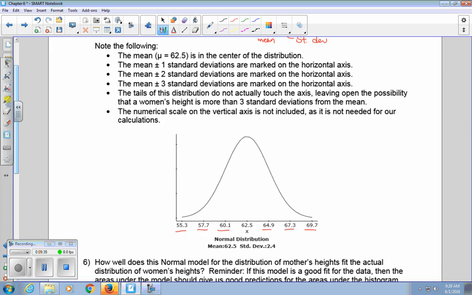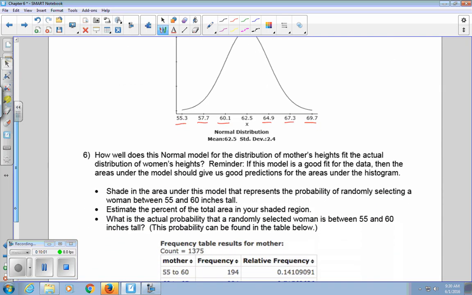Notice that the tails of the distribution do not actually touch the axes, leaving open the possibility that a woman's height could be more than 3 standard deviations away from the mean, but it becomes more and more unlikely the further you get from the mean. The numerical scale on the vertical axis is not included and it's not needed for any of our calculations, so we don't really worry about that.